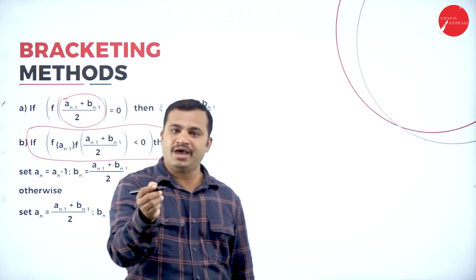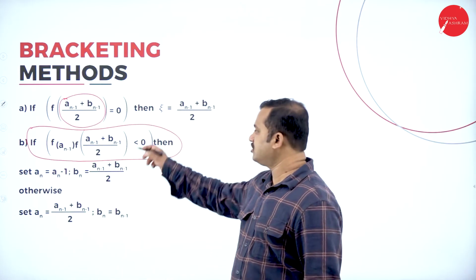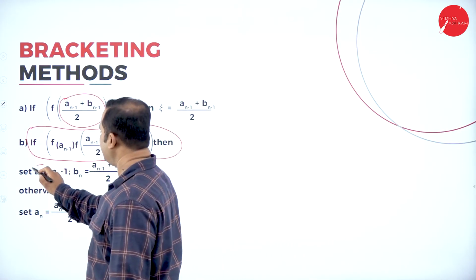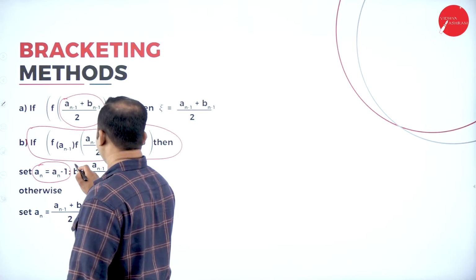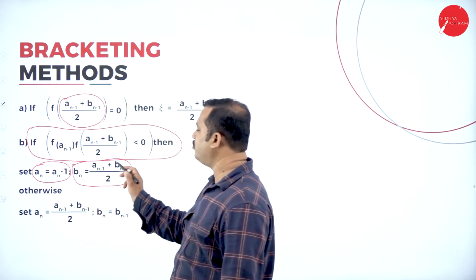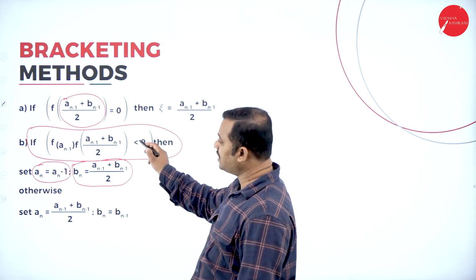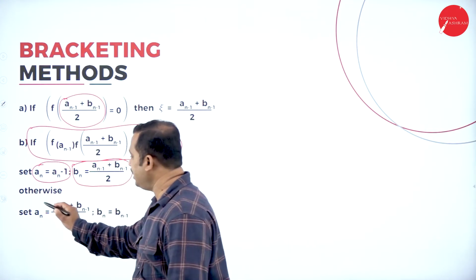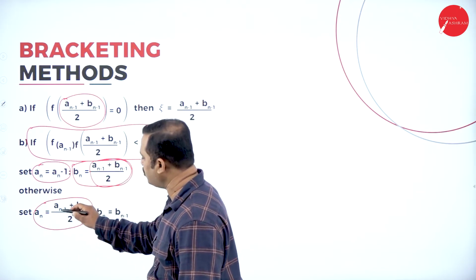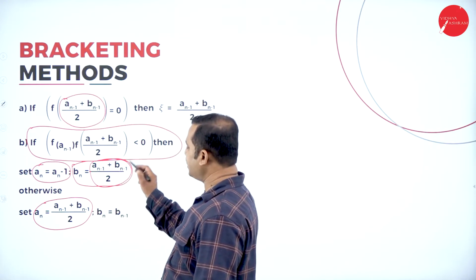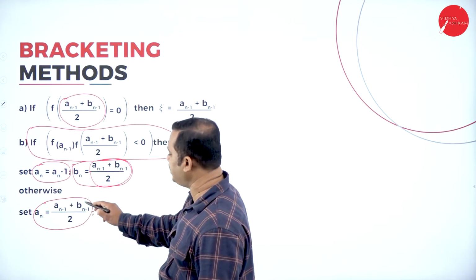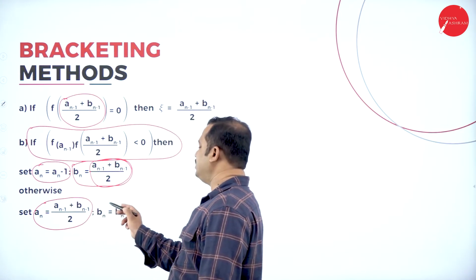After performing every one iteration, we will check this condition before moving on to the next iteration. That is a n is equal to a n minus 1, b n is equal to a n minus 1 plus b n minus 1 divided by 2, because we have the value which is less than 0. Otherwise, if it is greater than 0, this becomes the value of a, that is a n is equal to a n minus 1 plus b n minus 1 divided by 2, and b n is equal to b n minus 1.